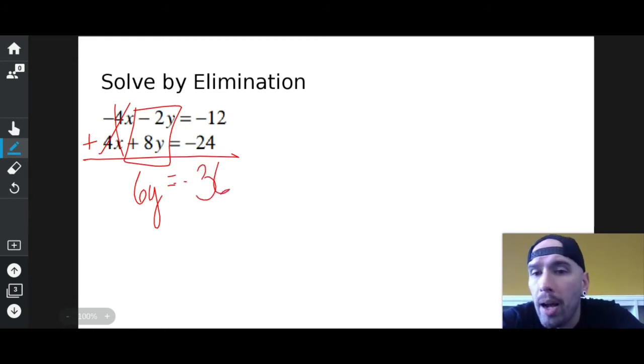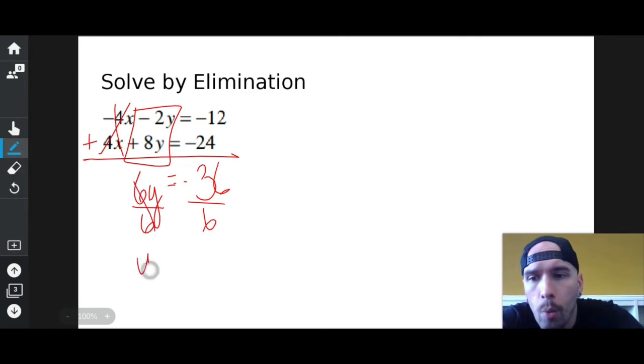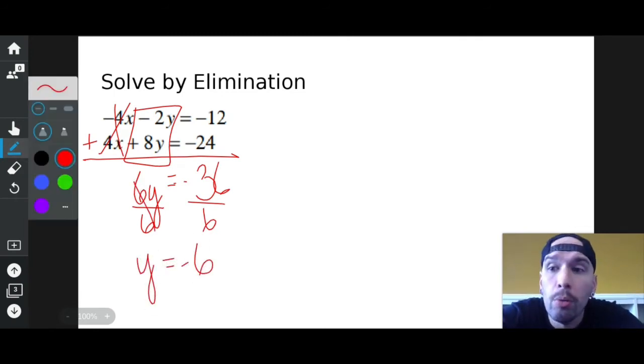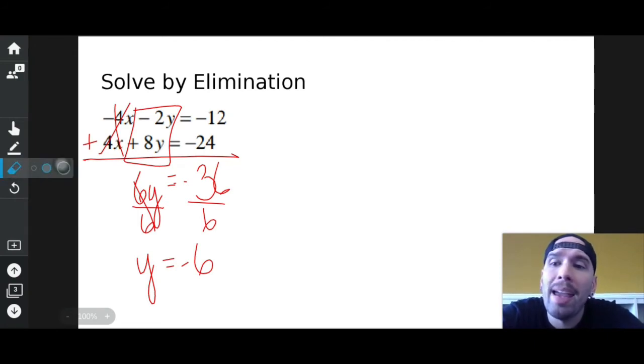Is y all by itself? No. What's in the way? 6. How do I get rid of it? Divide it. And y equals negative 6. I have my y value. Now I have to find my x value.